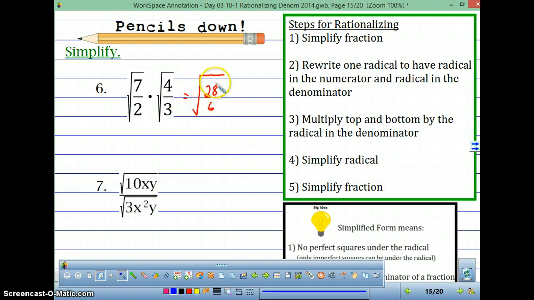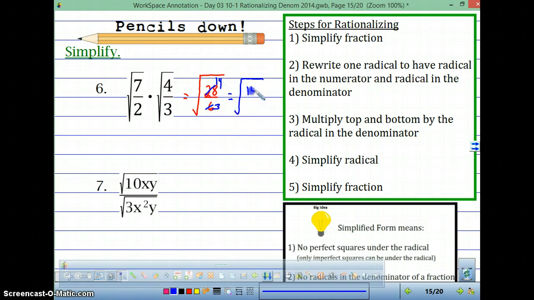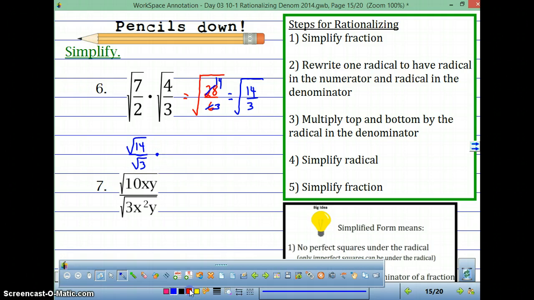I can, because they're both under the radical. If they're both under the radical, then I can reduce. I can take a 2 out of each one. This becomes 14. This becomes 3. So I have the square root of 14 over 3. Next step, let's split the radical sign. Square root of 14 over square root of 3. Now we have to rationalize this denominator.